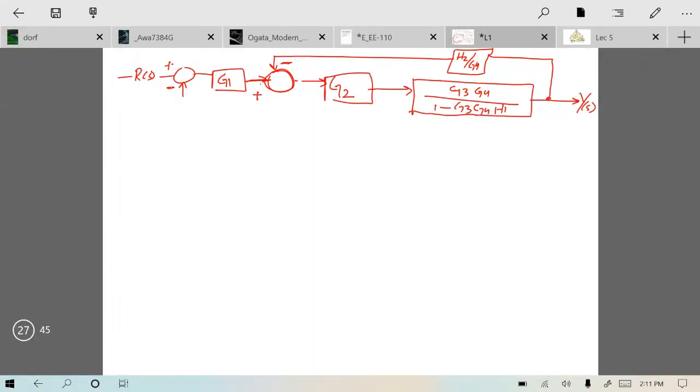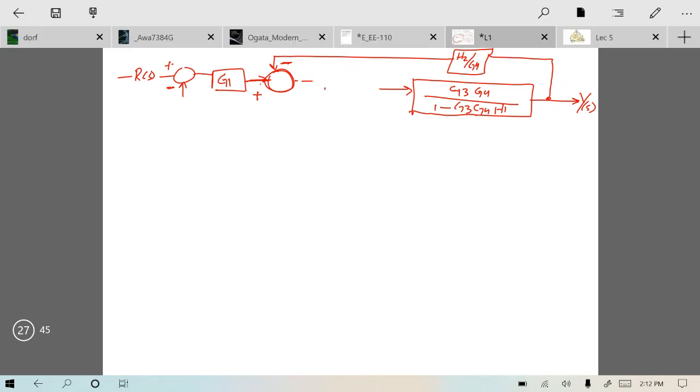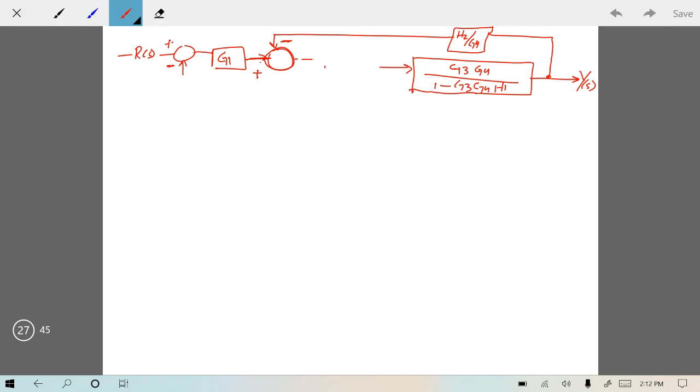So can we reduce it further? Yes, we can. I can multiply this G2 with this because these are in series. Can I do that? Yes, I can do that. How can I do that? I can multiply this G2 over here, G3 G4 multiplied by G2. So the block diagram is further reduced.